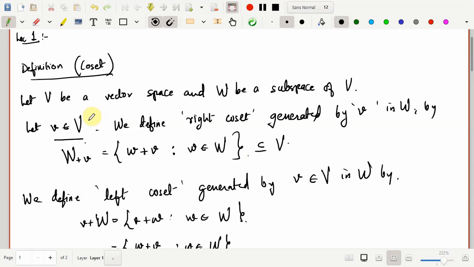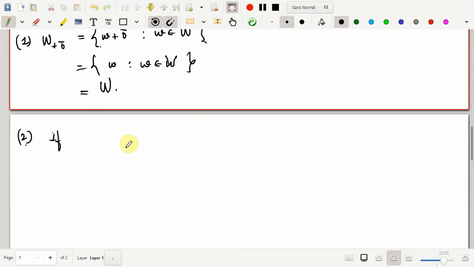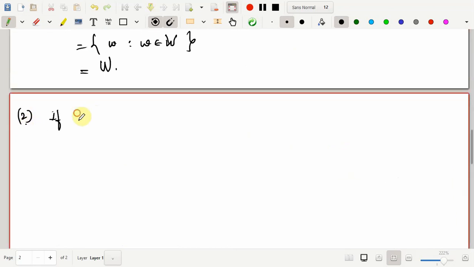But one thing you will observe is that if v is lying in W, then the coset generated by this v will be nothing but W itself, or this collection will be nothing but W itself. Okay, so let's try to prove that. First let me state the observation: if v is coming from W, which is a subspace of V, then W plus v, or the coset generated by this v, is the same as W once again.